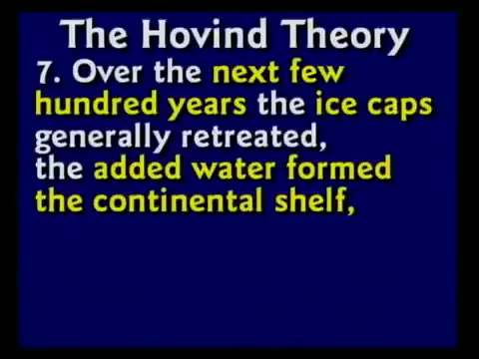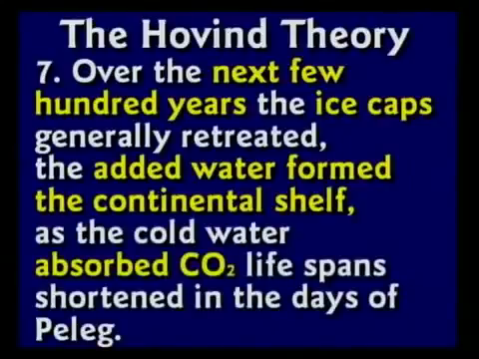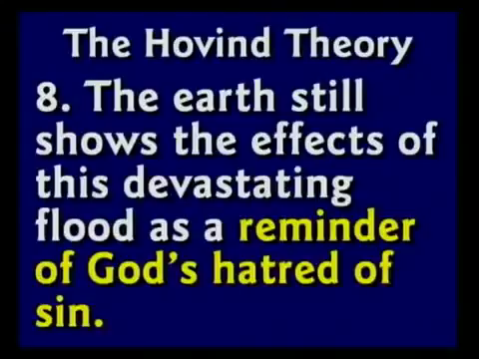Over the next few hundred years, the ice caps generally retreated from Kansas City clear back to where they are now in Alaska. This would add water to the ocean, making the oceans colder, deeper, and wider, which is why we have a continental shelf, which we'll get into in a minute. Cold water absorbed carbon dioxide, and lifespans were shortened in the days of Peleg because of the lack of greenhouse gases, which allowed more radiation in, and numerous factors probably entered in here. Lastly, the earth still shows the effects of this devastating flood as a reminder of God's hatred for sin.